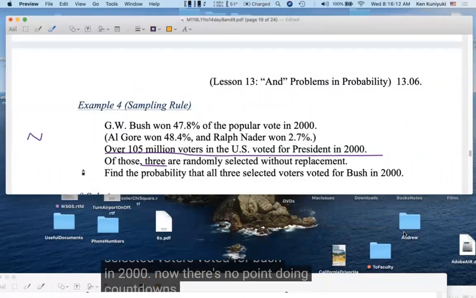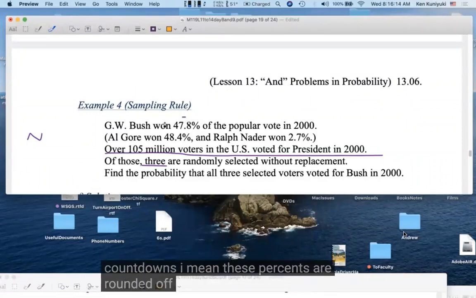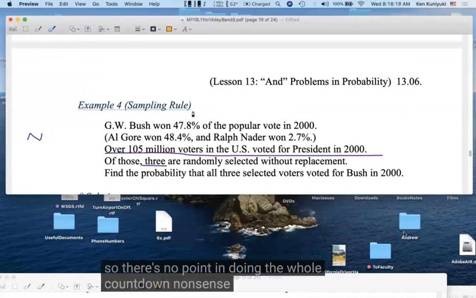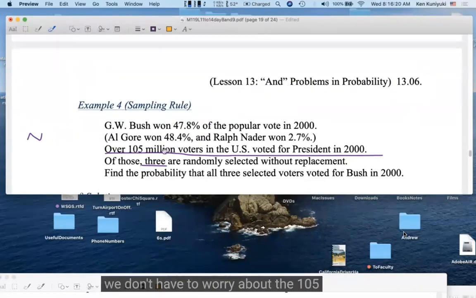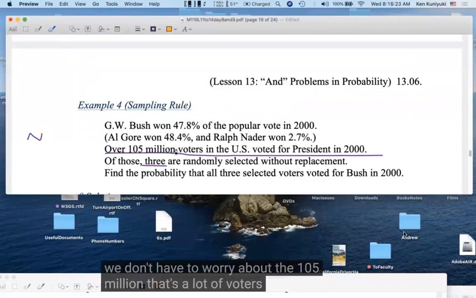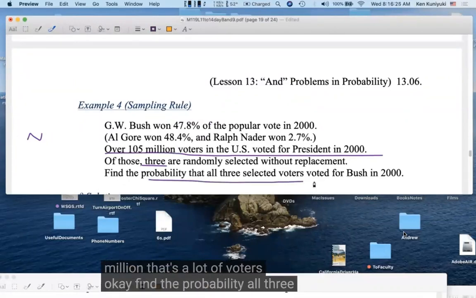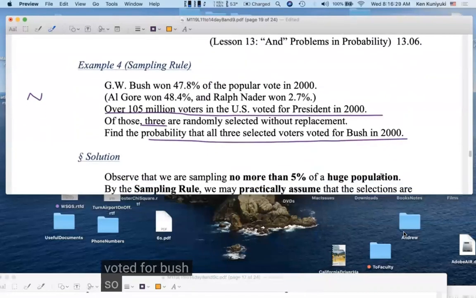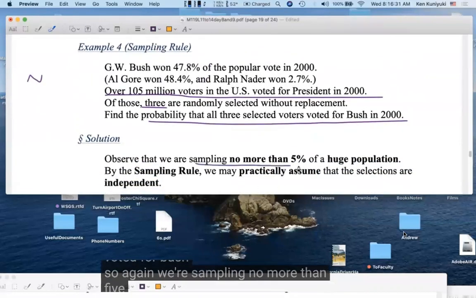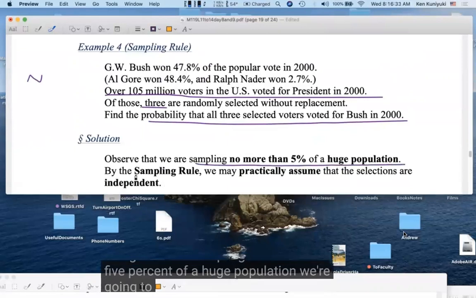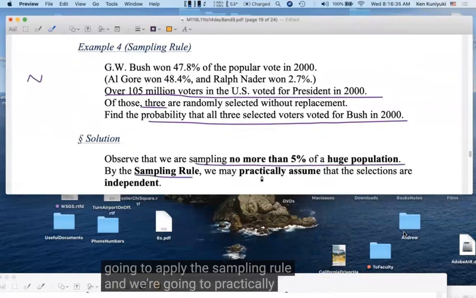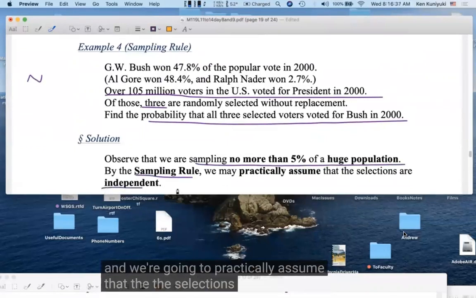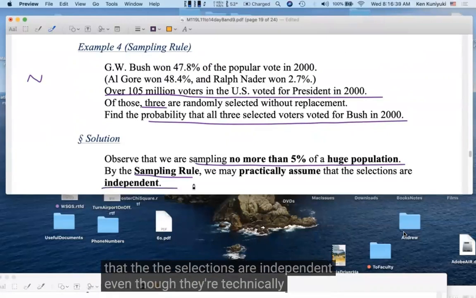Now, there's no point in doing countdowns. These percents are rounded off anyway, so there's no point in doing the whole countdown nonsense. We don't have to worry about the 105 million. That's a lot of voters. Okay, find the probability all 3 voted for Bush. Again, we're sampling no more than 5% of a huge population. We're going to apply the sampling rule, and we're going to practically assume that the selections are independent, even though they're technically not.